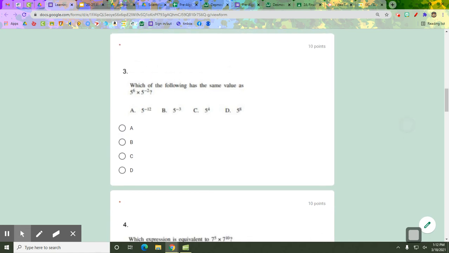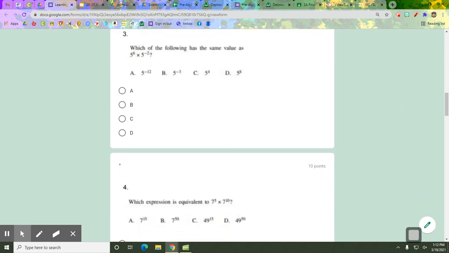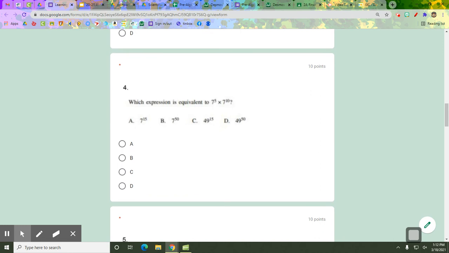Can we move on? If you're ready to slow down, let me know. Same question. Which expression is equivalent to 7 to the 5th times 7 to the 10th? If you have the same base, remember to keep the base, add the exponent.